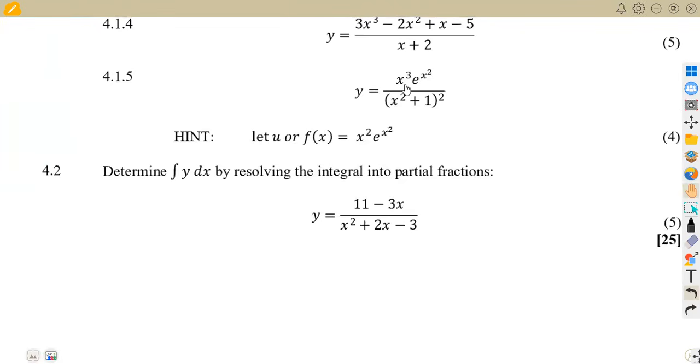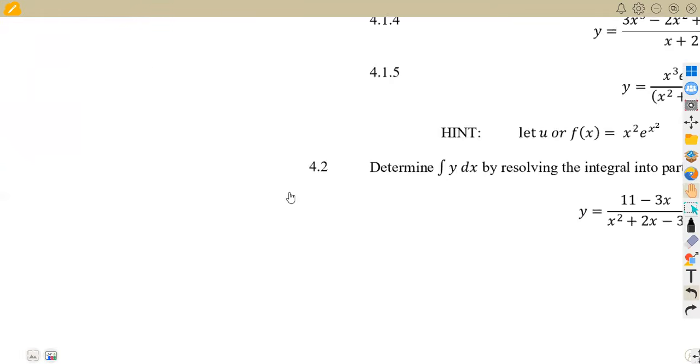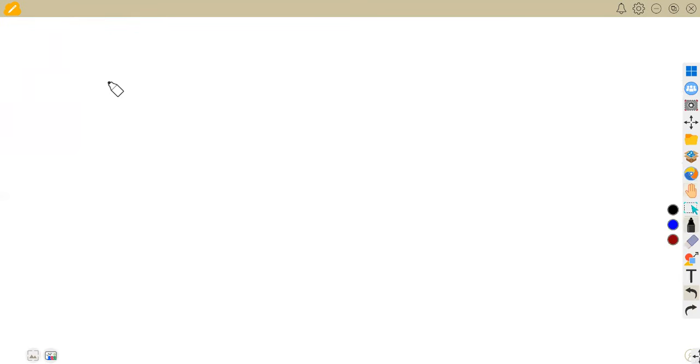So you're given to integrate this, and we are given a hint. Let u or f of x be equal to x squared. Let u be equivalent to this part. This is what you're given. All right, let's see. What are they trying to say here? That is 4.15. So this is the integral of x cubed e to the exponent of x squared, everything over x squared plus 1 to the exponent of 2, with respect to x, if not mistaken.